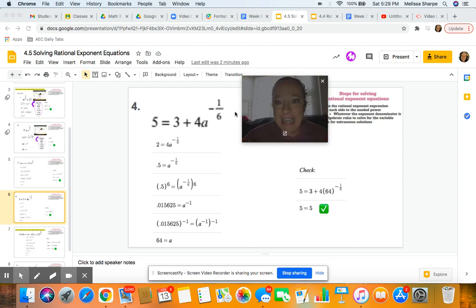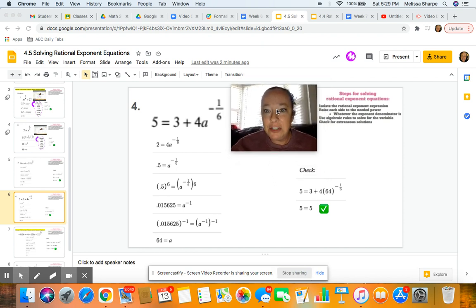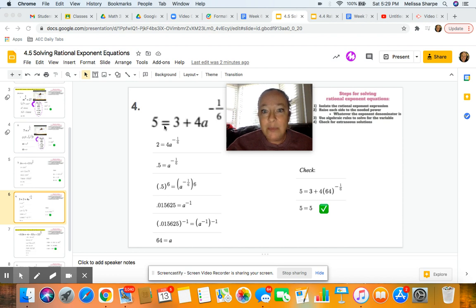Okay, this one has a negative exponent, but don't be scared. Follow the process. Step one, isolate the rational exponent expression. So we need to subtract 3 from both sides. We get 2 equals 4a to the negative 1/6. Then we need to divide by 4.